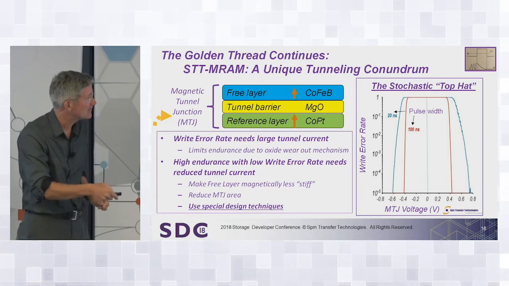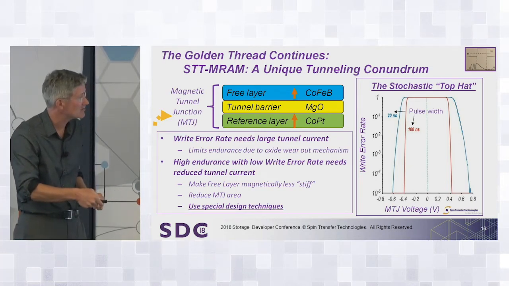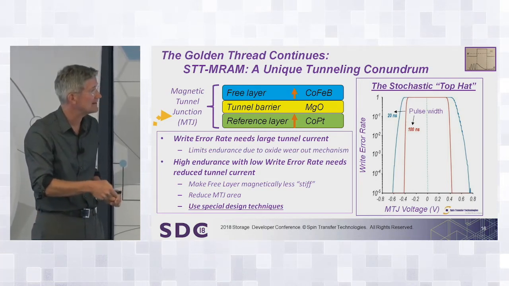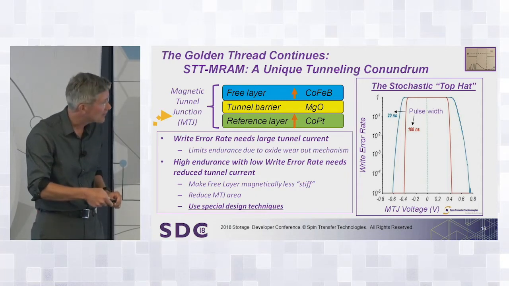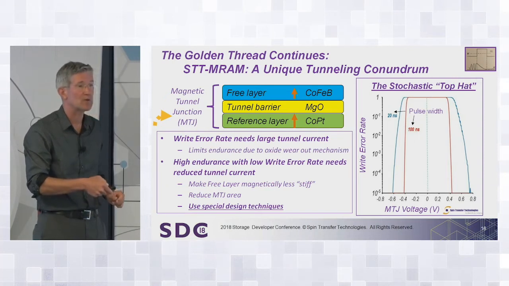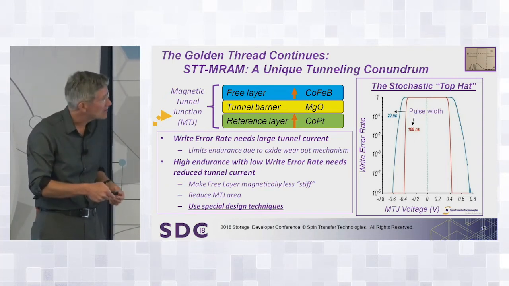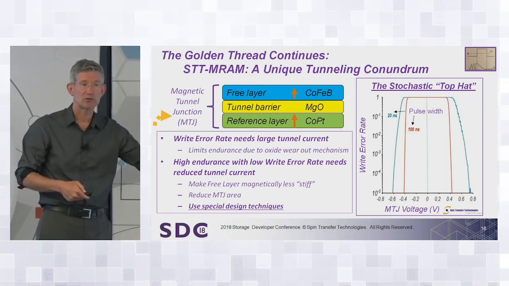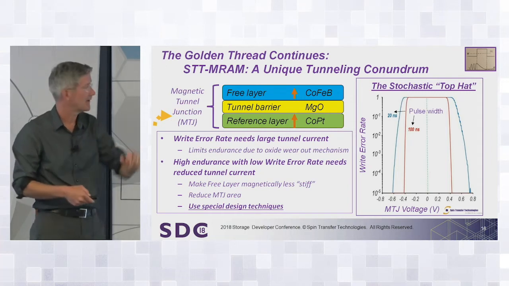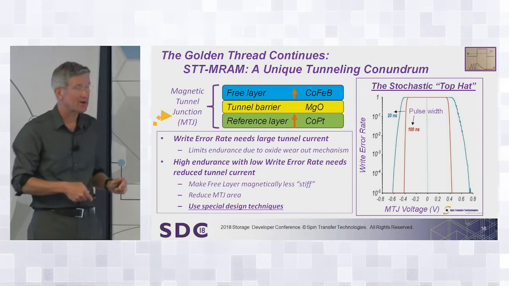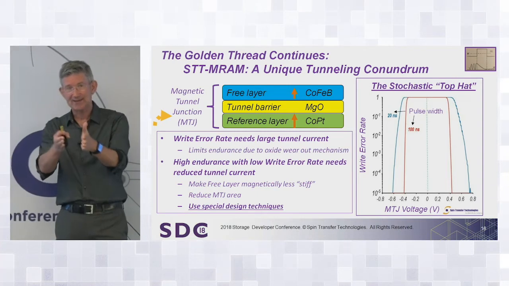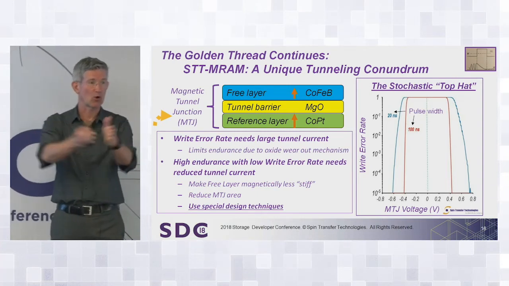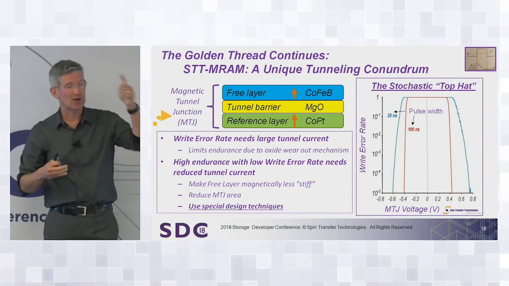That probability is given by this stochastic top hat. This is the write error rate. So the probability that it will not switch as a function of the voltage across it, positive and negative. At very low voltages, the probability that it won't switch is high. To make sure that it switches, you have to apply a relatively high voltage, a relatively high tunnel current. So at the product level, you need to hit it hard. You need to apply a long pulse or many pulses or whatever.